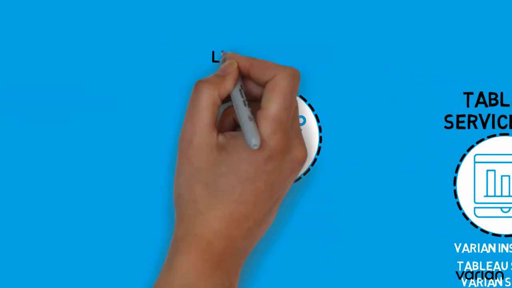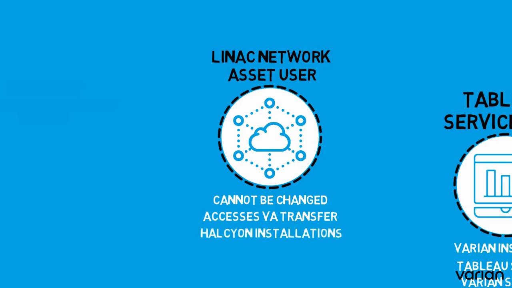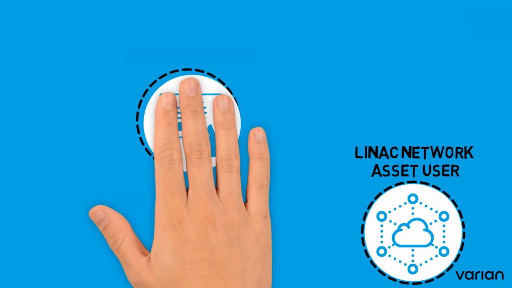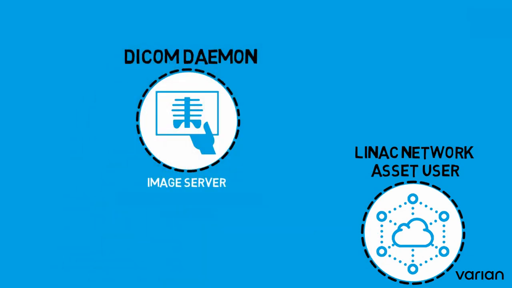The LINAC network asset user cannot be changed. It will access the VA transfer and is assigned to a group. This user is required for all Halcyon installations. The DICOM daemon is a local user that is added to the image server. It will give TrueBeam 2.7 and below and C-series access to that share.